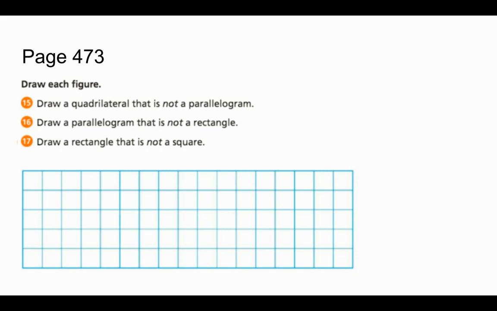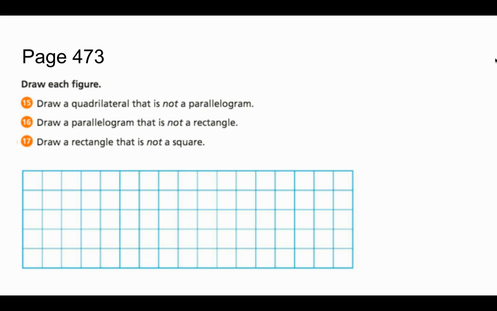Number 16 says to draw a parallelogram that's not a rectangle. Well, rectangles have 4 right angles. So make sure that you don't have a parallelogram that's a rectangle, because if you do, it has 4 right angles. How about number 17? Draw a rectangle that's not a square. Well, draw a rectangle that doesn't have 4 equal sides.